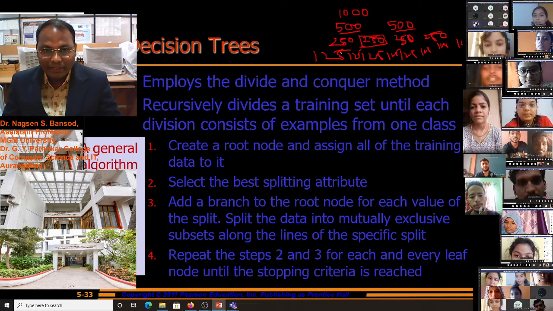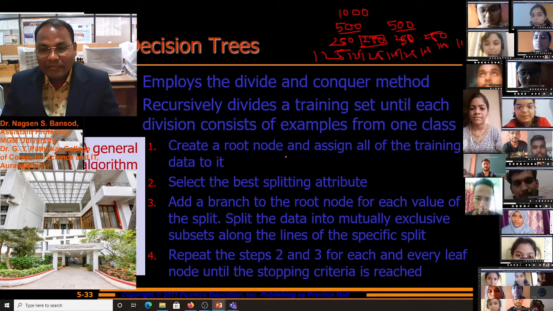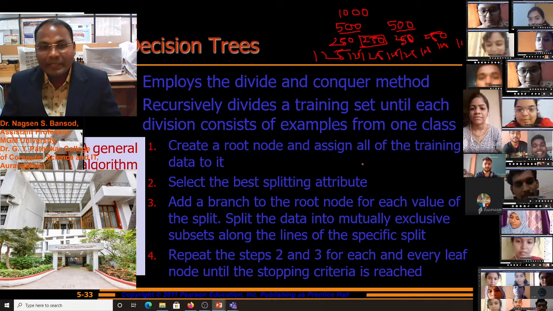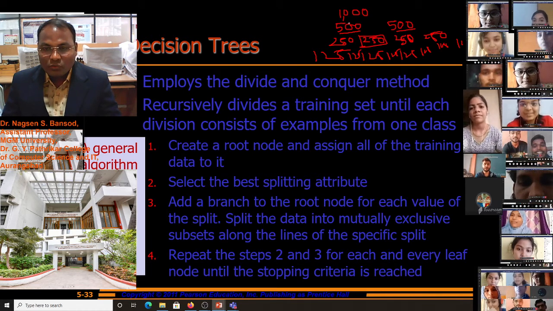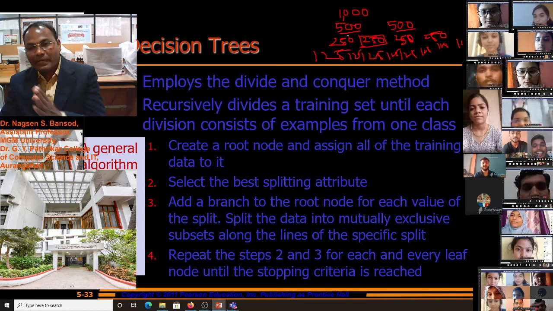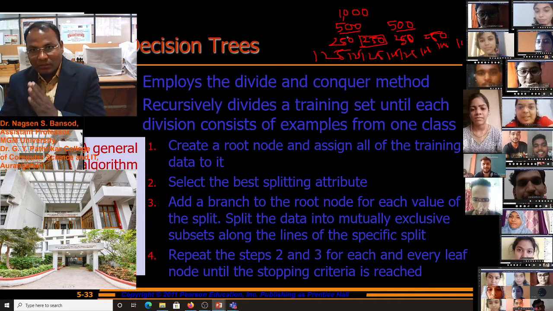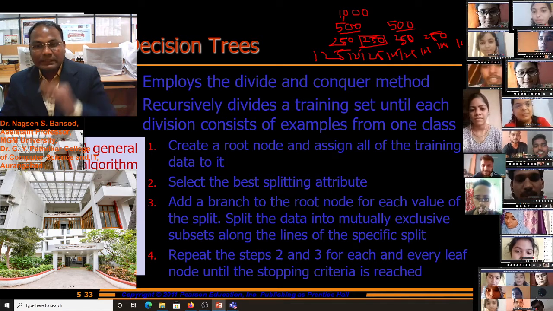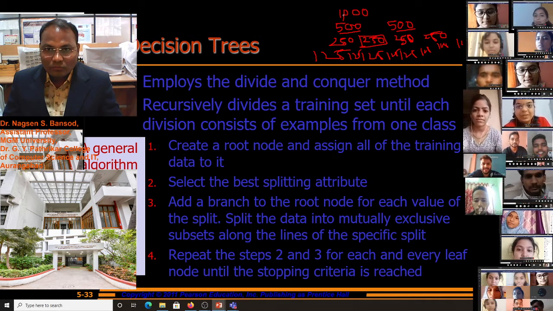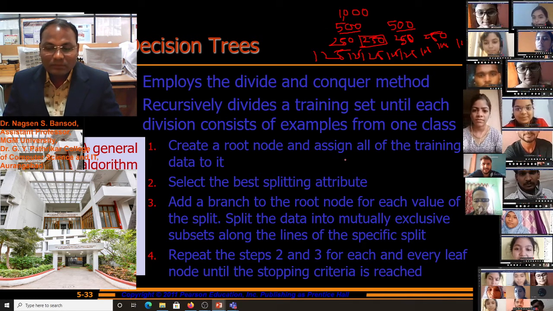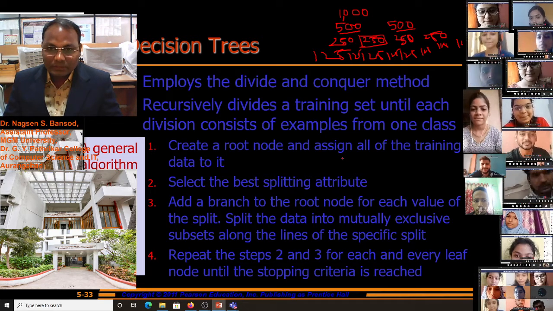We have to divide this and create a root node and assign all the training data to it. Once we have made this data into different classes of data sets, then create the root, and after creating the root assign the training data to it.